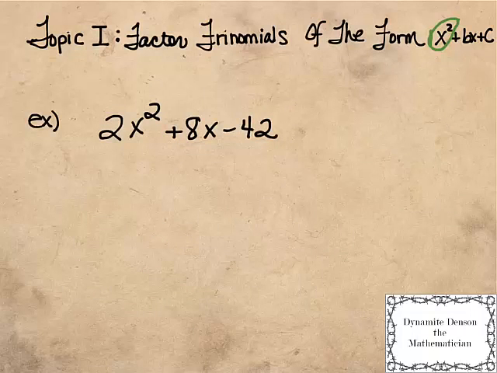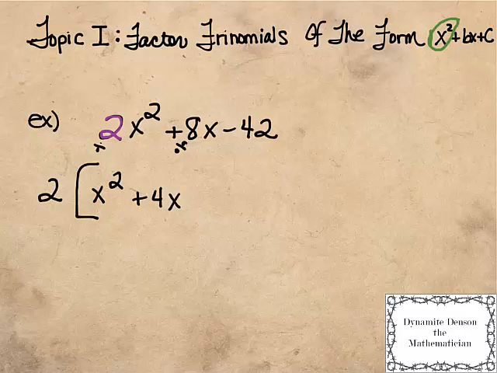This problem looks a little different from the ones we've been looking at so far because the number in front isn't 1, it's 2. The method we've been using only works if the number in front is 1. But that's okay. 2 is the greatest common factor, so we can pull 2 out front. 2 divided by 2 is 1. 8 divided by 2 is 4. And 42 divided by 2 is 21.